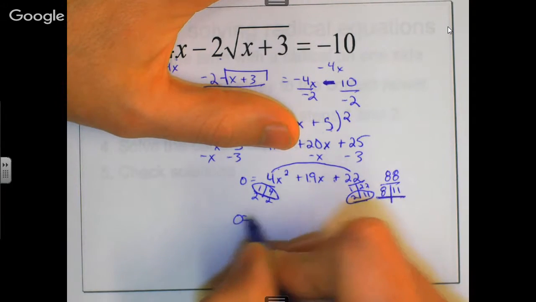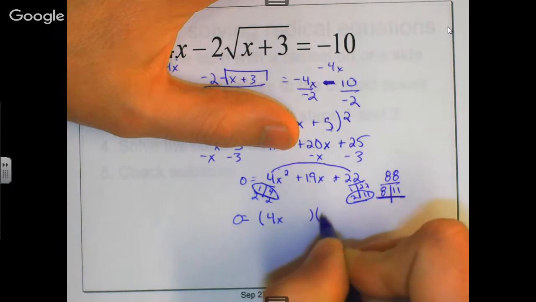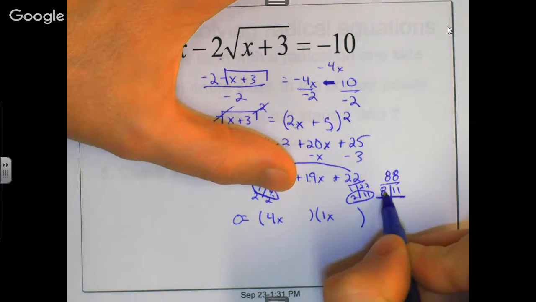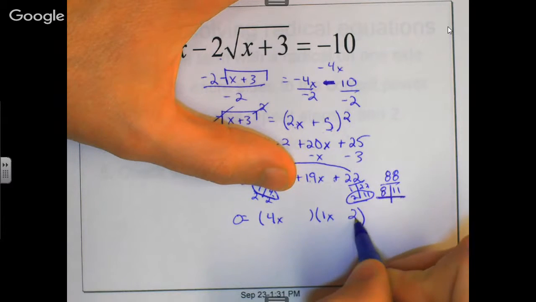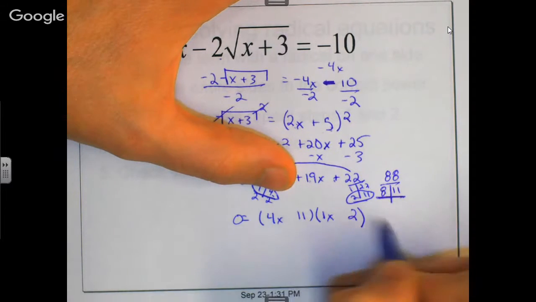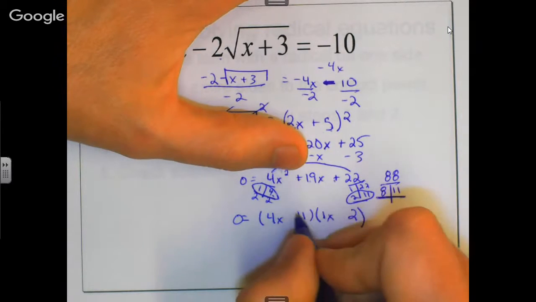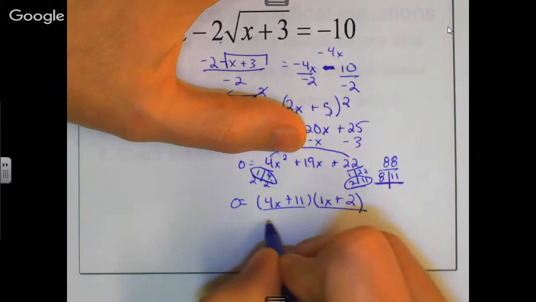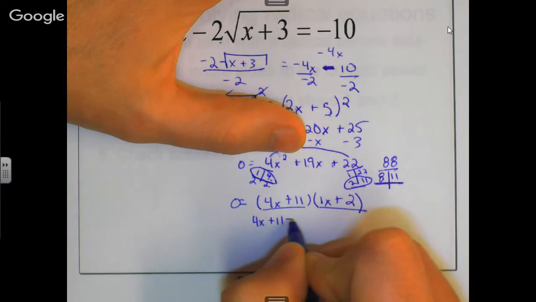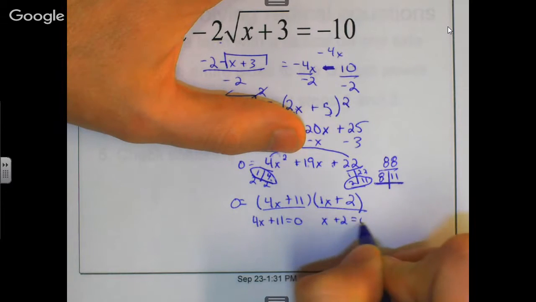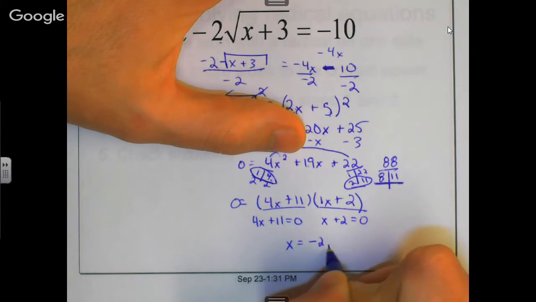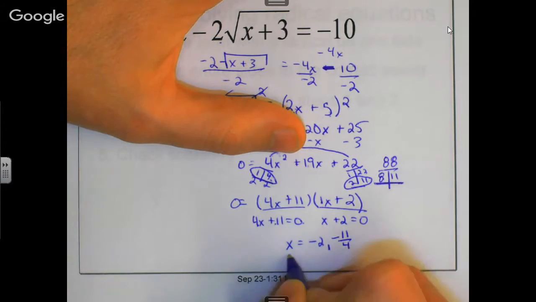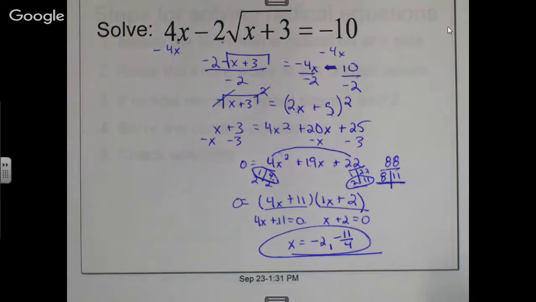So 0 equals 4x, 1x. So over here I took the 4 times the 2 to get my 8. So we'll take the 4 times the 2 and the 1 times the 11. They have to go in opposite parentheses. Signs are the same and they are both positive. So then we'll simply set each one of these equal to 0. So we have 4x plus 11 equals 0, x plus 2 equals 0. So x is -2, and we will subtract 11, divide by 4. Those are your possible solutions.